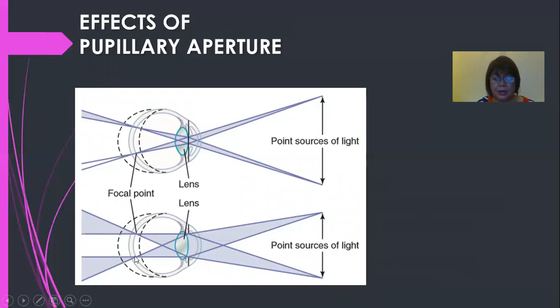So any object found here or there is unclear. While in a smaller pupil, it is from here to here. Focus is from here to here. So this means that with a smaller pupillary aperture, you have a greater depth of focus.